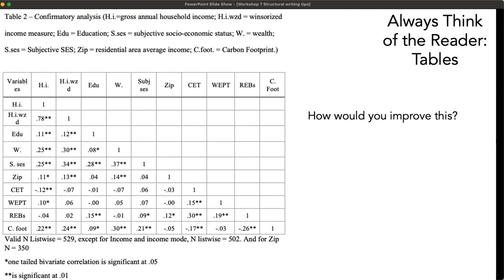Teresa, what do you think? The first thing that I noticed visually is that variables is not spelled out in one line. Mm-hmm. That looks a bit weird. I agree. Then, maybe the list of all the shortcuts is a bit difficult to read. What is W, for example? I don't know how to improve it, though.